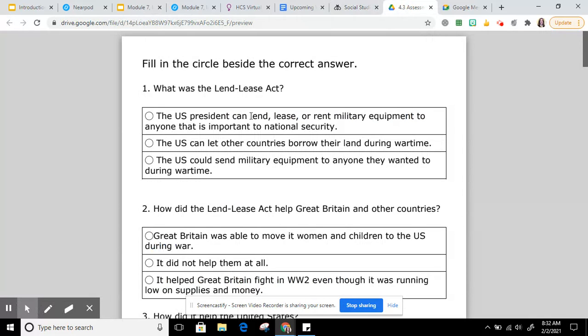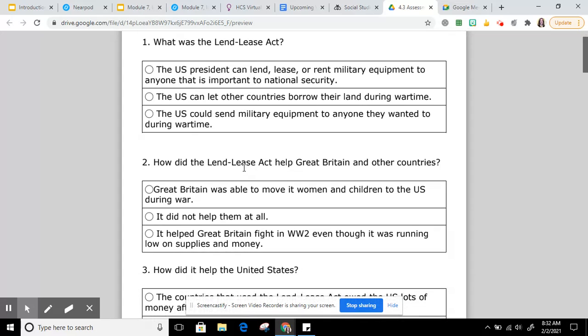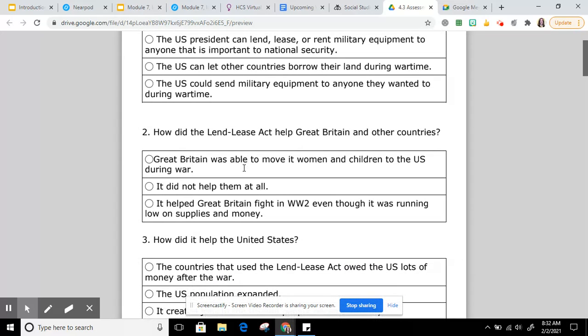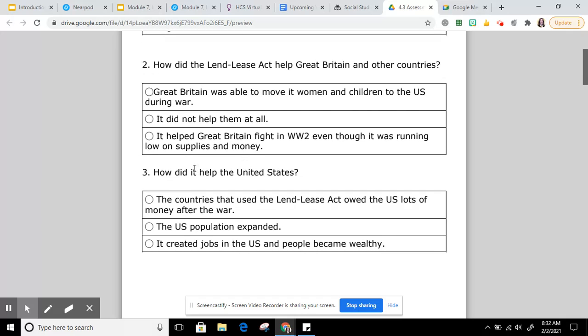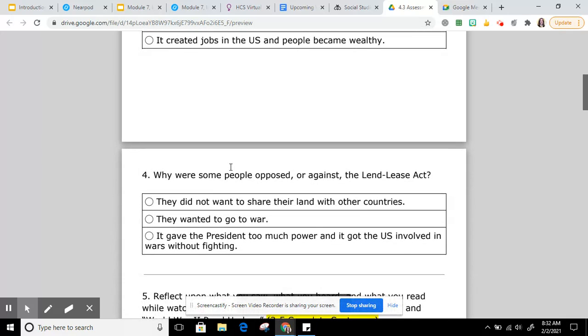What was the Lend-Lease Act? How did the Lend-Lease Act help Great Britain and other countries? Number 3, how did it help the United States? It would be the Lend-Lease Act. And then number 4, why were some people opposed or against? Opposed means against the Lend-Lease Act.